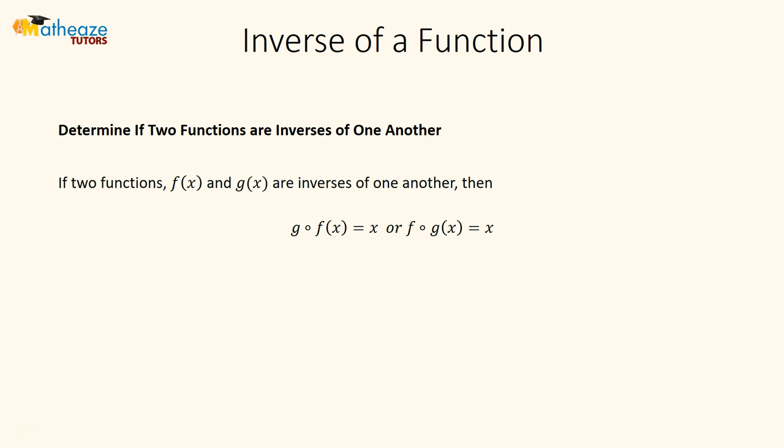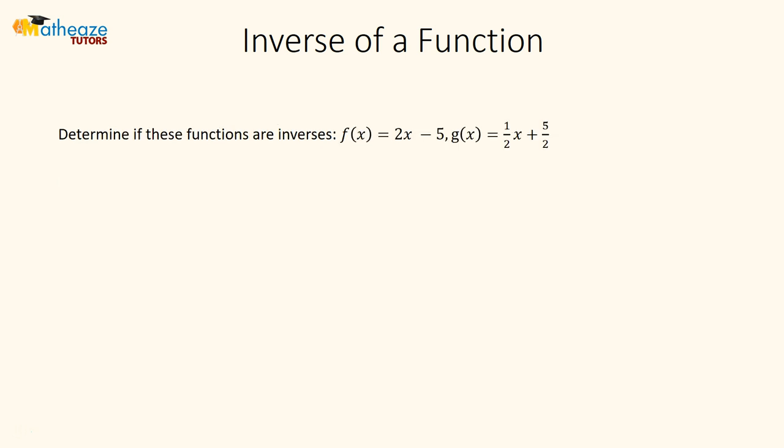Now, if we want to find out if two functions are inverses of one another, we just compose them on one another. And when we compose, we should get x as a result. So g∘f of x is equal to x, or f∘g of x is equal to x. Now let's apply that in this example. So f of x is 2x minus 5. g of x is 1/2 x plus 5 over 2.